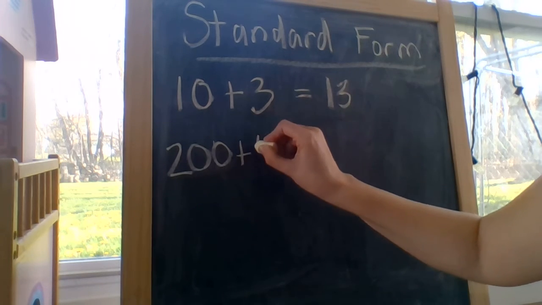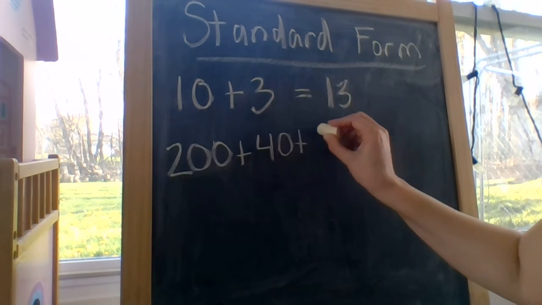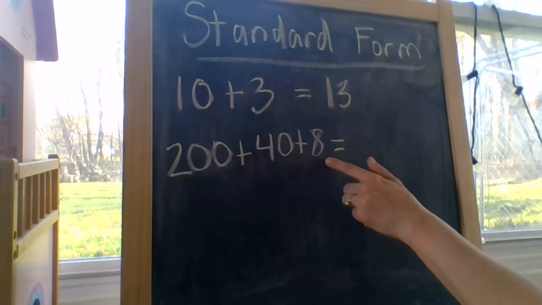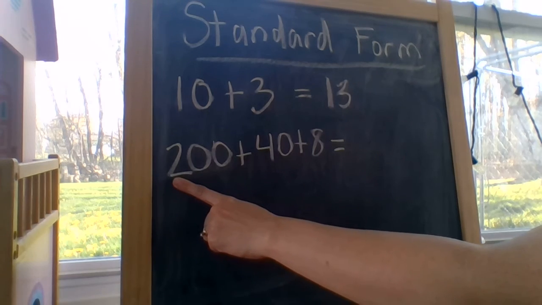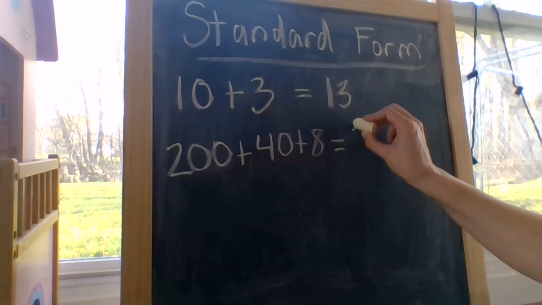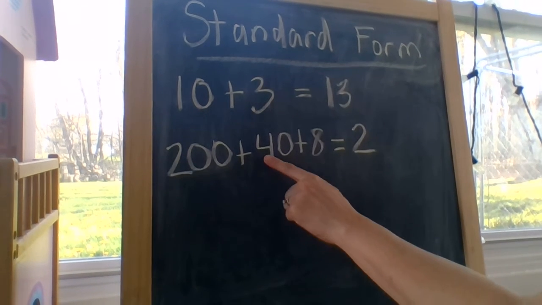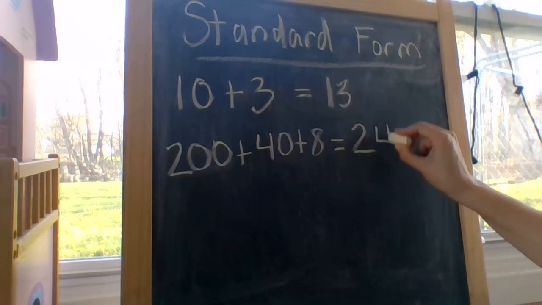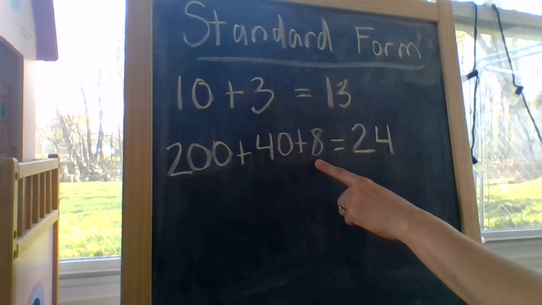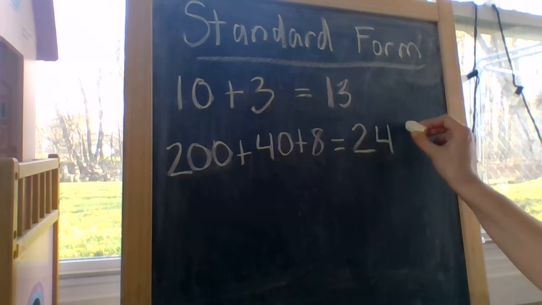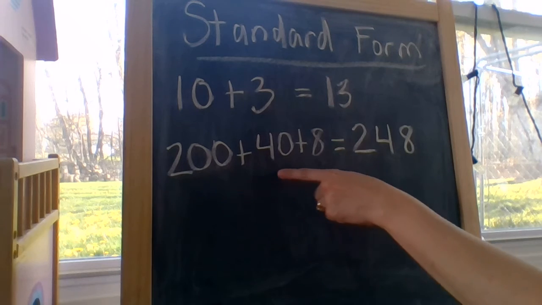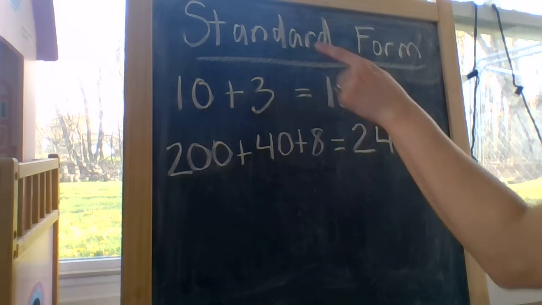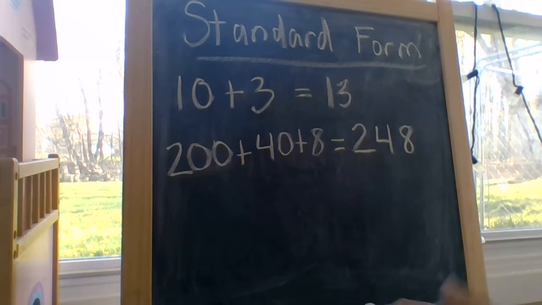What if I had 200 plus 40 plus 8? Expanded form of this number. I have a 2 in my hundreds place. So let's start to write it, thinking about my place value. I have a 40 in the tens place, so I have a 4 in the tens. And I have 8 ones. That goes in the ones place. So expanded form, 200 plus 40 plus 8 gives me the standard form, 248.